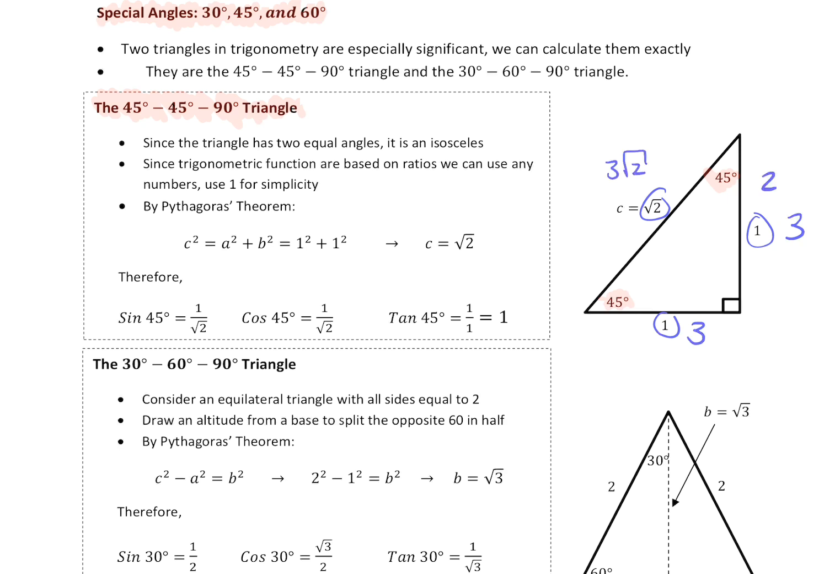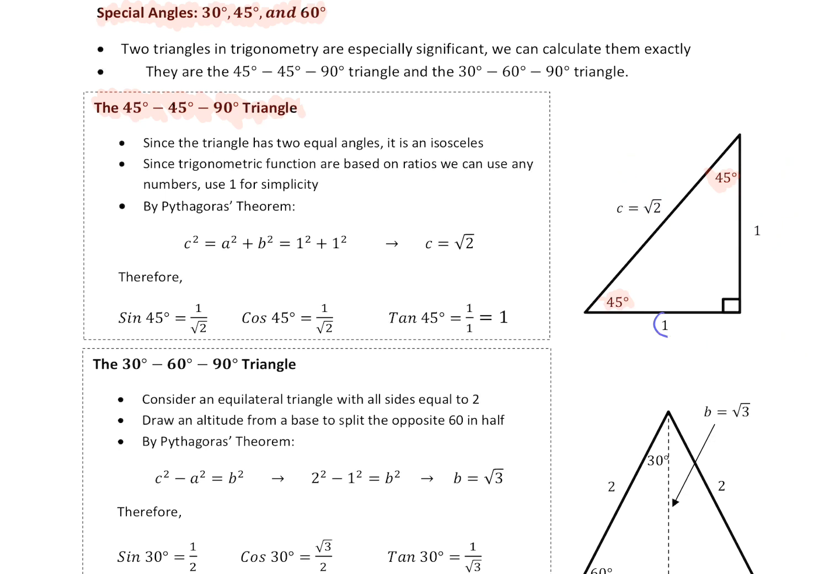Or this could be a 2, a 2, a 2 root 2. Or this could be a root 2 and a root 2 and a 2, just multiplying every side by the same value. But we strip it down to the most basic, being 1s, because it's the easiest to work with.